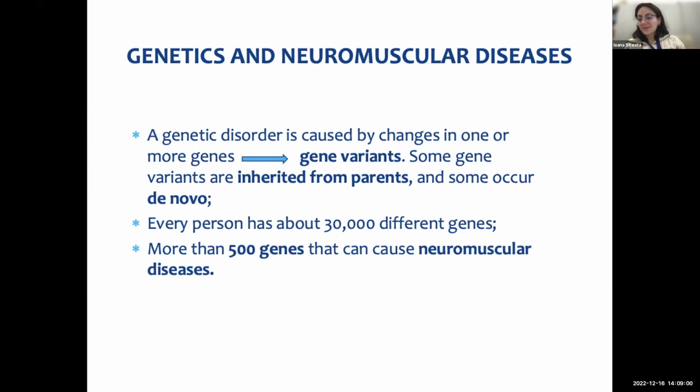In all this library, in all these 46 books, we have around 30,000 stories or genes. And from these stories, at this moment, we know that around 500 of them are involved or are causing neuromuscular diseases. The number is changing very, very fast because the progress of technology and of science help in this direction.